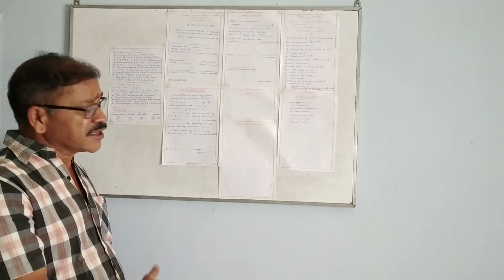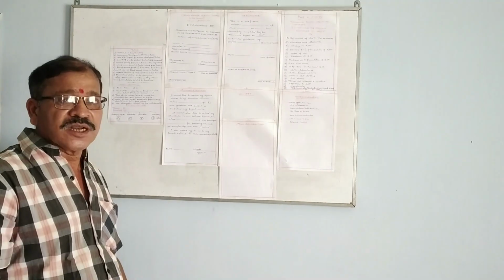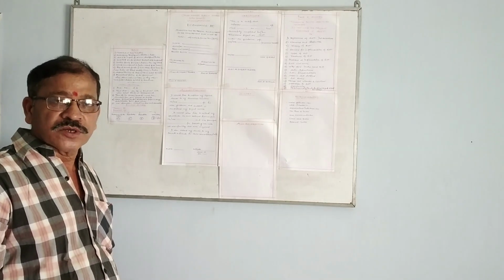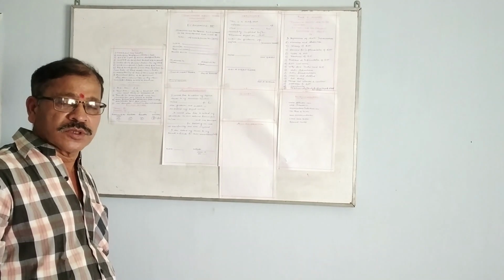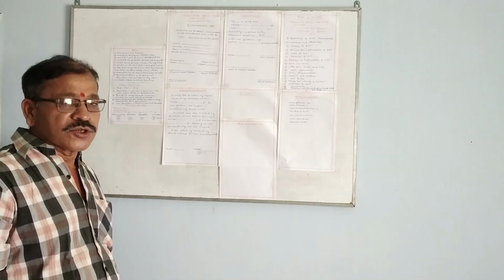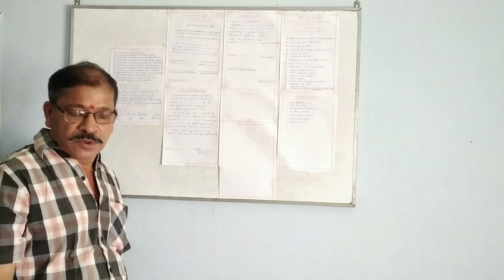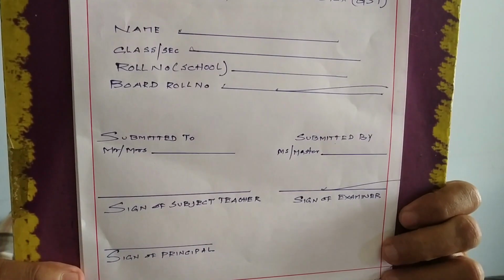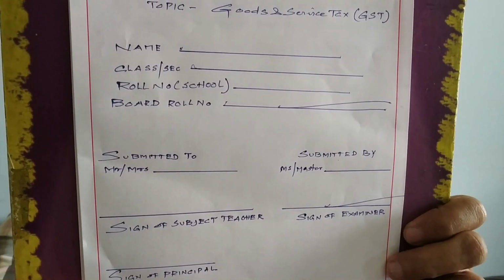Now there are various pages. Generally the project should be 25 to 30 pages. It should be of 25 to 30 pages. What the pages should be, I will show you in written form. Now I will show you the project which I have made as a specimen for all of you. So this is the first page.